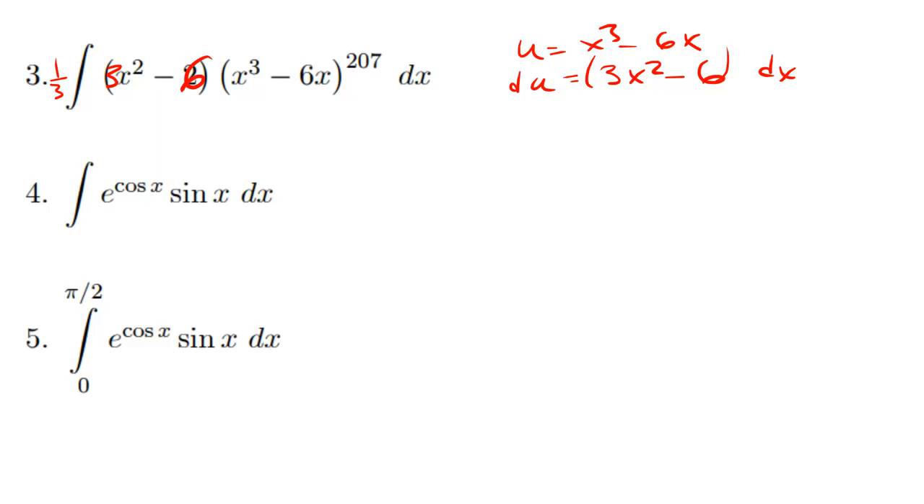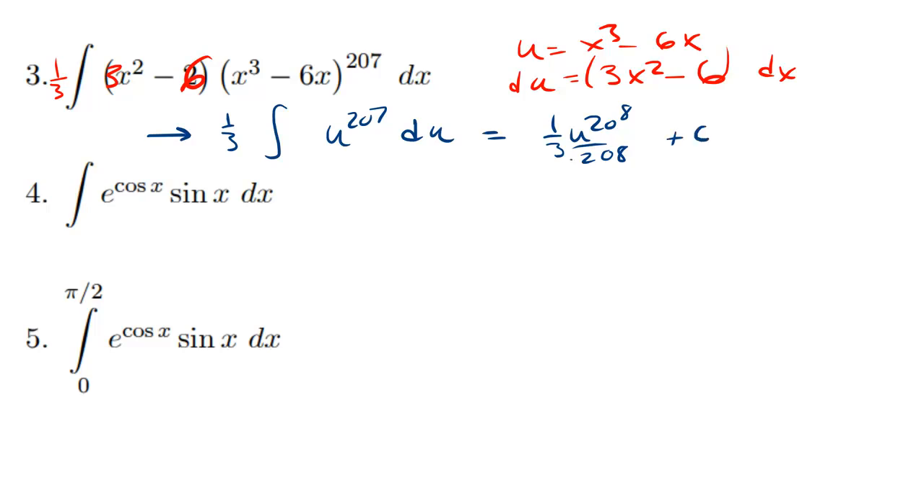So this integral becomes 1/3, and 3x squared minus 6 dx all becomes du, and u to the 207. The 1/3 hangs out, integrating, we get u to the power of 208 divided by 208 plus a constant. And you can simplify that a little bit, as well as in the solutions.